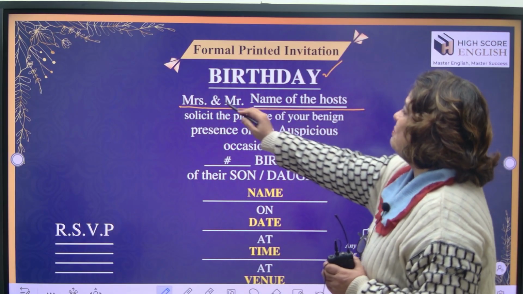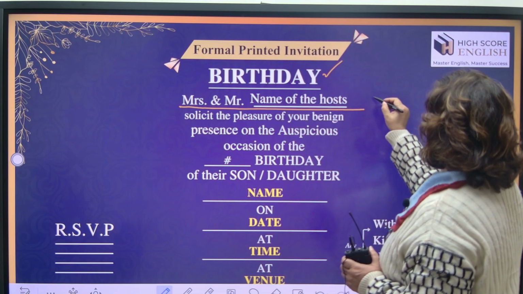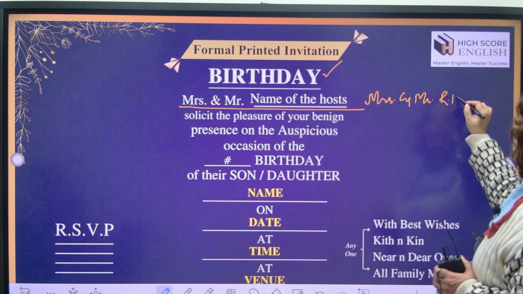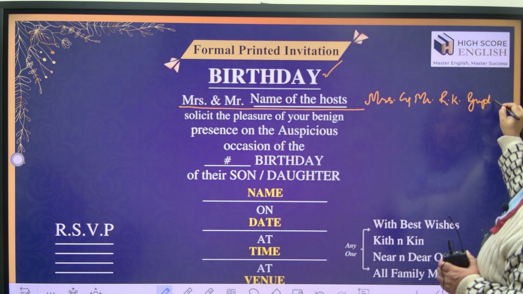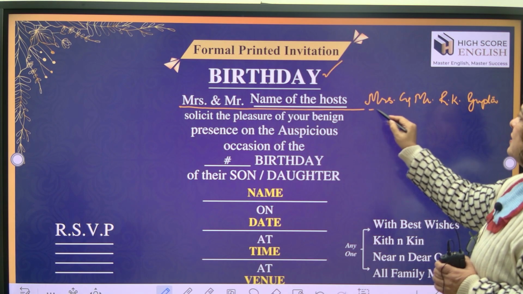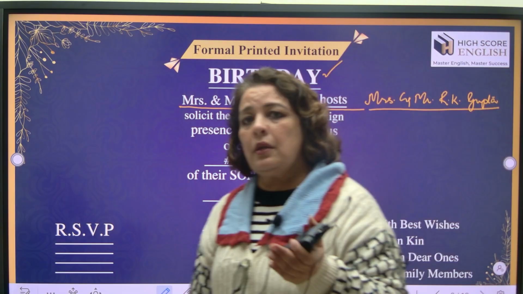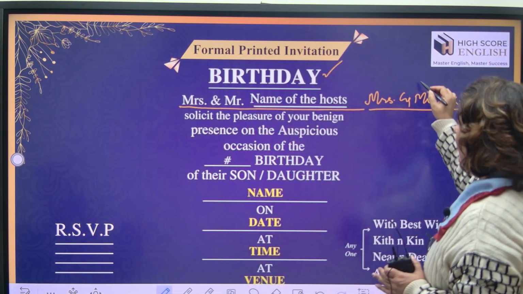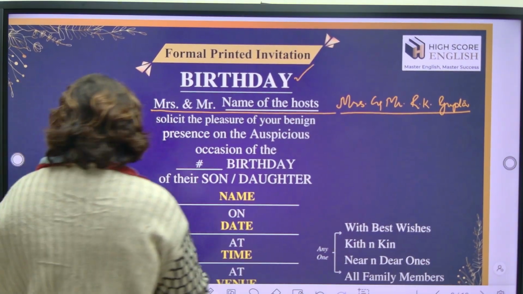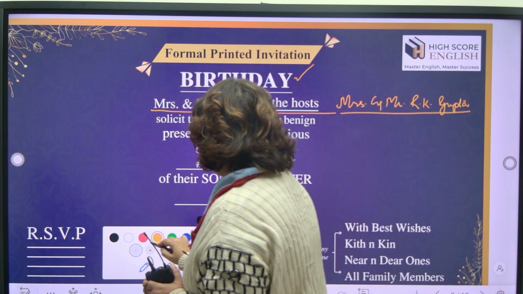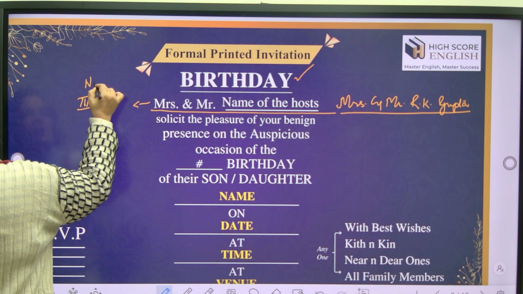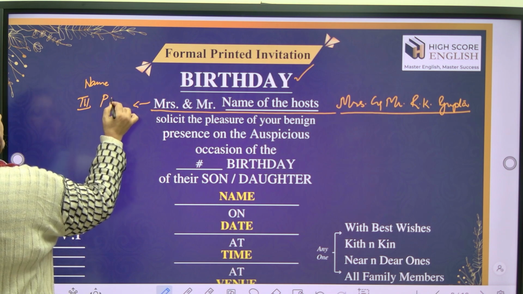Okay. Now here it is Mrs. and Mr. and name of the host. For example, you can write this way: Mrs. and Mr. R.K. Gupta. Okay. So name of the host has come, R.K. Gupta. Now this is considered, name is always considered as third person pronoun. So if you're writing a name, what is this? This is a name. So it comes in the category of third person pronoun.